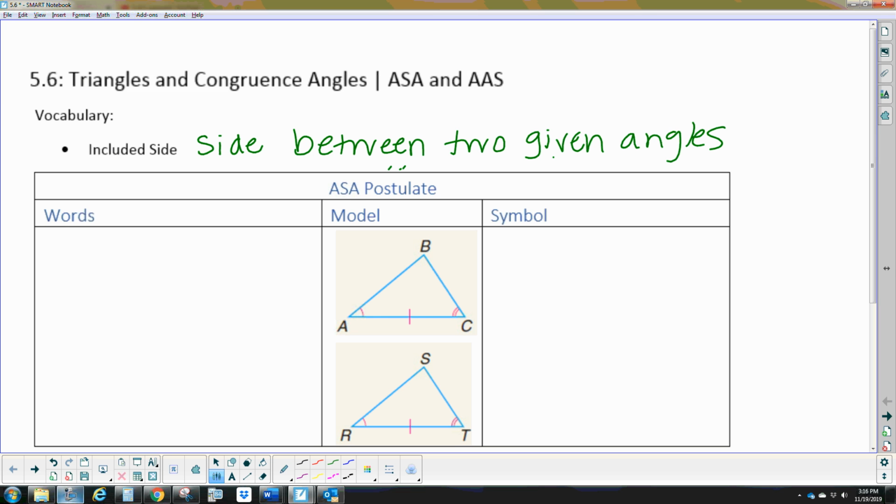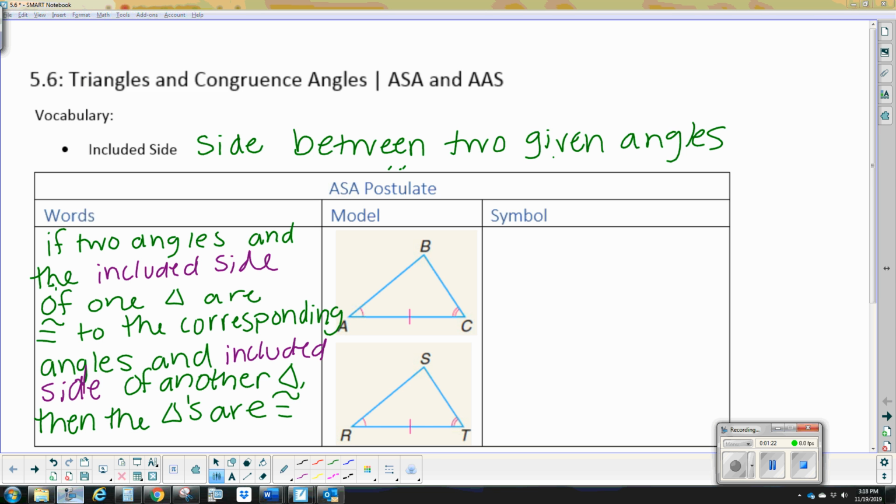So let's look at this first postulate, the angle side angle postulate. The angle side angle postulate is a shortcut that shows triangle congruence. So in words, this postulate says if two angles and the included side of one triangle are congruent to the corresponding angles and the included side of another triangle, then the triangles are congruent.